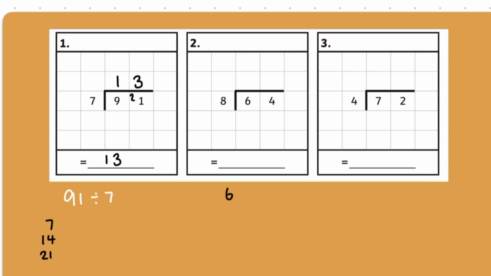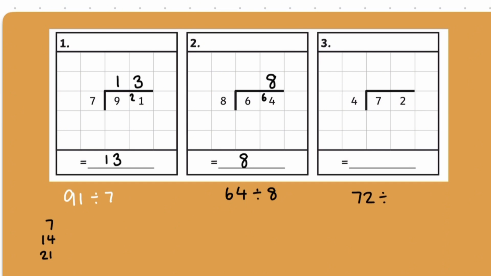Second question. 64 divided by 8. That's what it's asking you. And as we can see, our first digit is smaller than what we are dividing by. We can't divide 6 by 8. So we need to carry over our 6. And we now need to work out what 64 divided by 8 is. And that one's a nice one because 8 times 8 is 64. So we know that 8 lots of 8 go into 64. So 64 divided by 8 is 8.